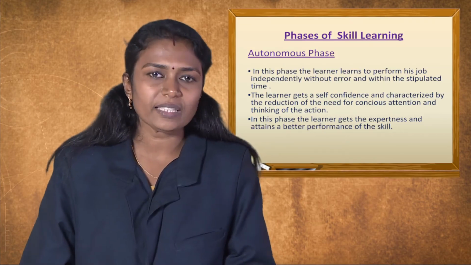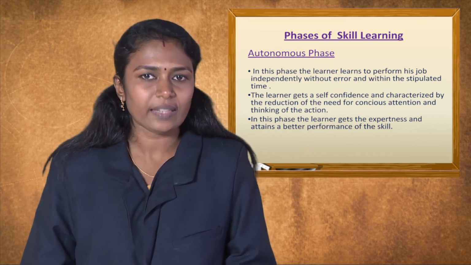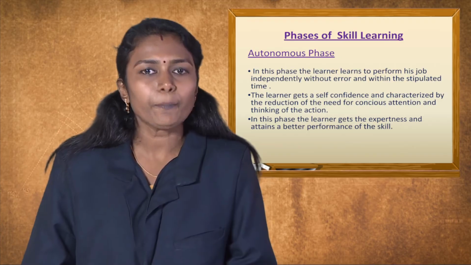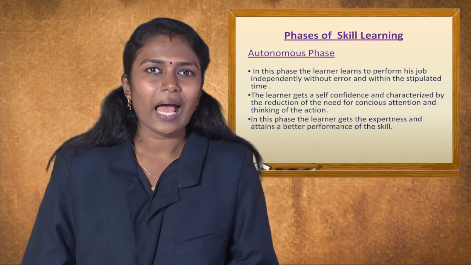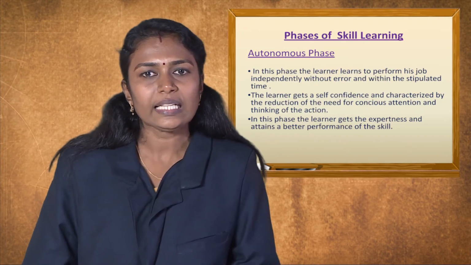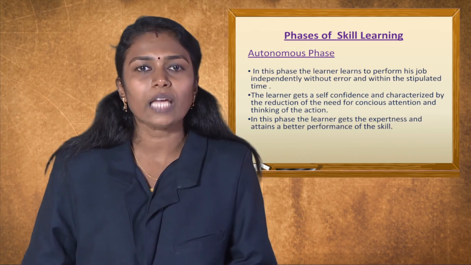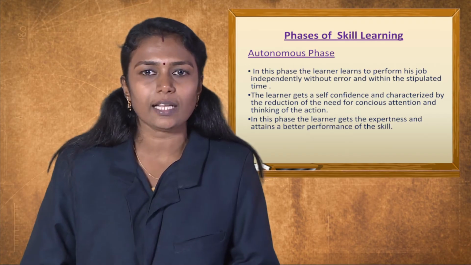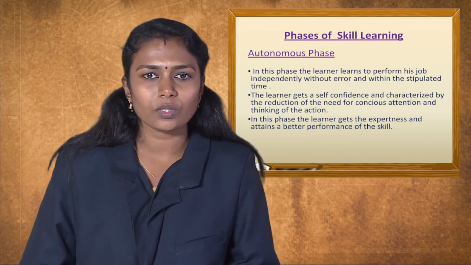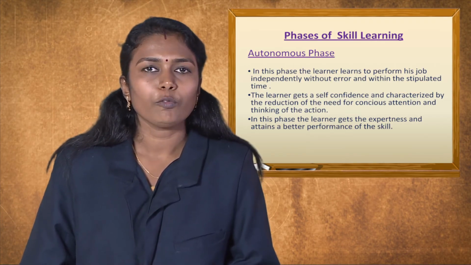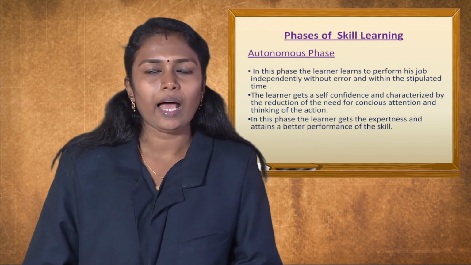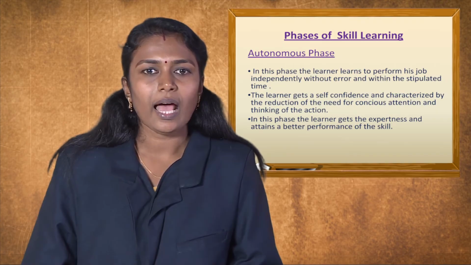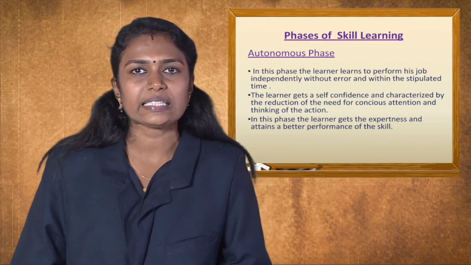So, in the autonomous phase, the learner or the trainee must be able to do the work or the job independently, without error and without the guidance of the instructor. He also has to complete it within the stipulated time. He has to attain self-confidence, and attention must be there for practicing a skill. And finally, he must be an expert and have better performance in his skill.